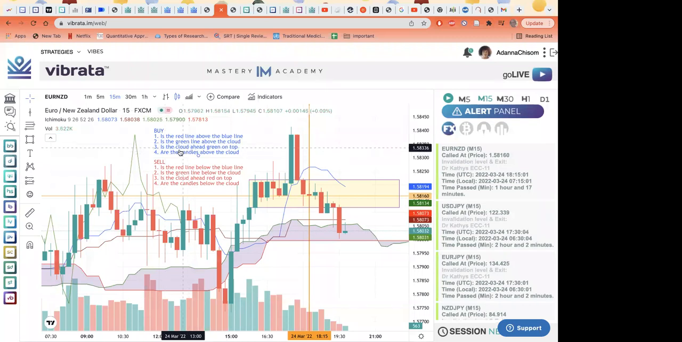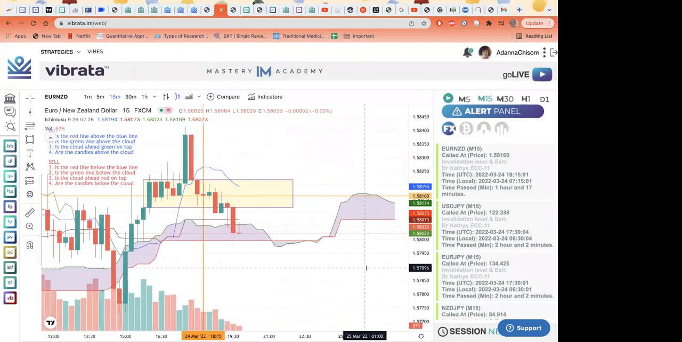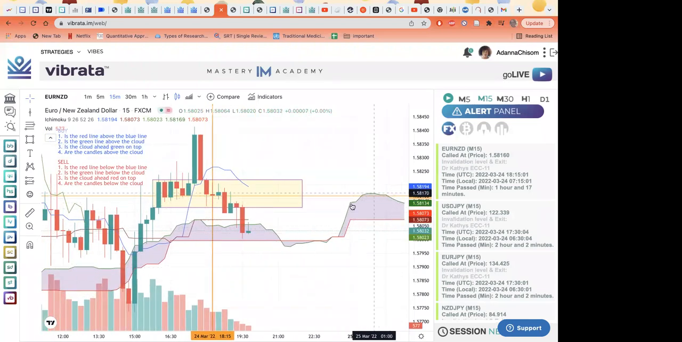Now the next one says, is the cloud ahead green on top? So this is the cloud ahead. We can decide to take this a bit forward, and this one becomes the cloud ahead, right? So is the cloud ahead green on top? Yes, it is green on top.